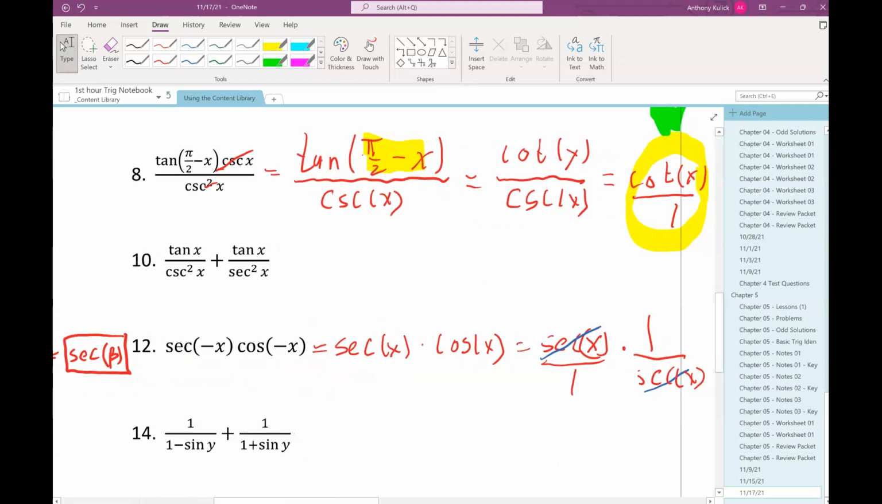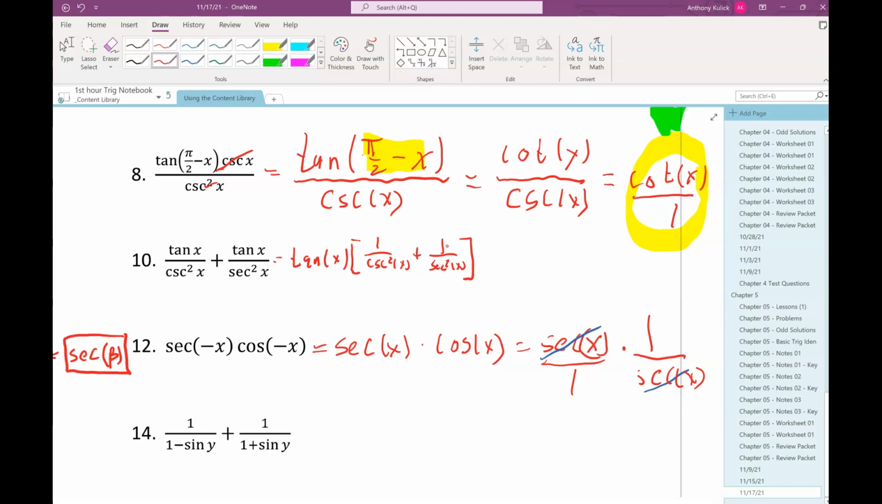Now 10 can get quite messy depending on the way you try to do this. There's a very important algebraic first step that makes this quite a bit easier. I notice right away that there's a greatest common factor of tangent. So I'm going to factor off that tangent x as my very first step. Is that okay, Jane? Okay.